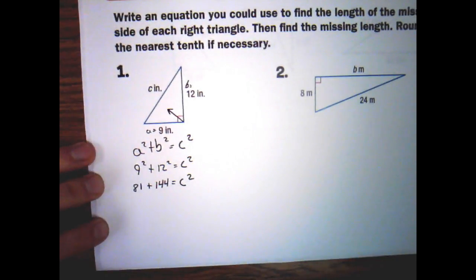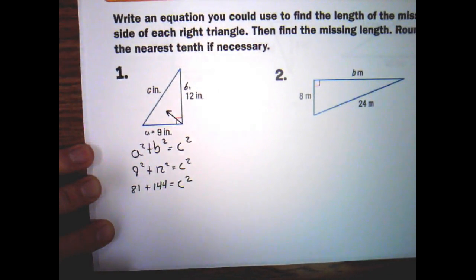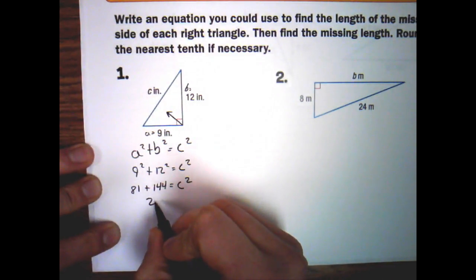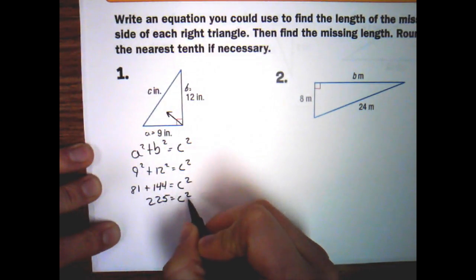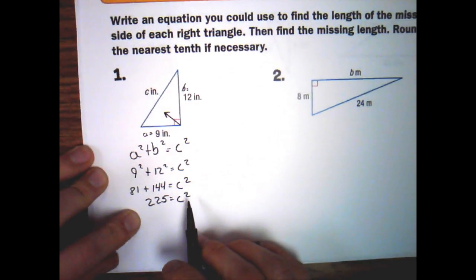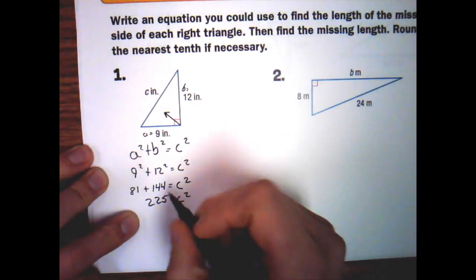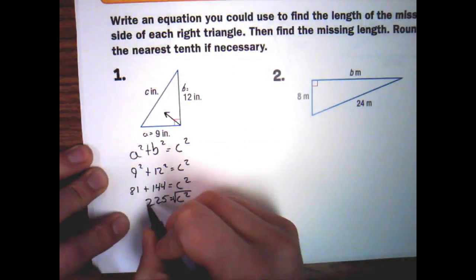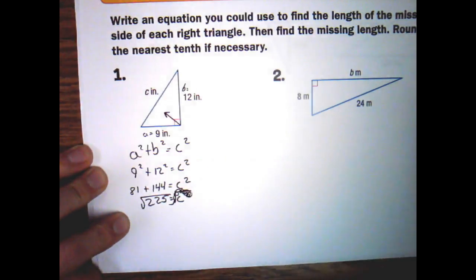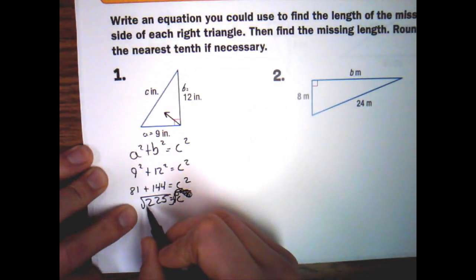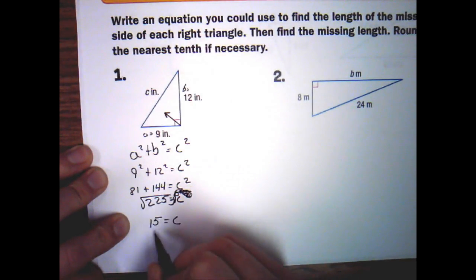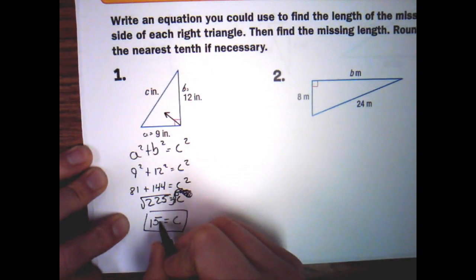From here, I take 81 and I add it to 144. And I get 225. Now, that's what c squared equals. I want to know what c equals. So again, if you think back to chapter 1 or 2, I need to find the square root of c squared to undo the square. And if I do that to one side, I must do that to the other side. So this cancels out, and I'm left with the square root of 225, which is 15. So c would equal 15, specifically 15 inches.